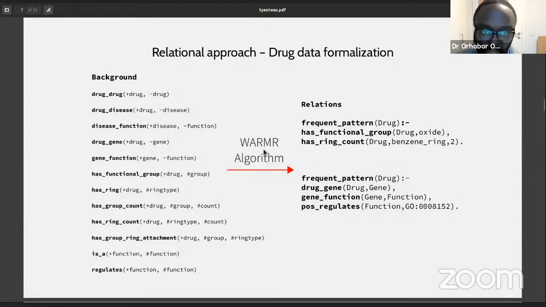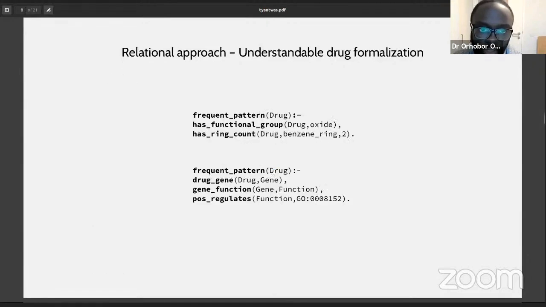We use the Warmr algorithm, and this is an inductive logic-based algorithm. There isn't enough time to discuss the details here, but if you have a look at the paper, it's pretty well described. So we learn relations, right, about the drugs in this form.